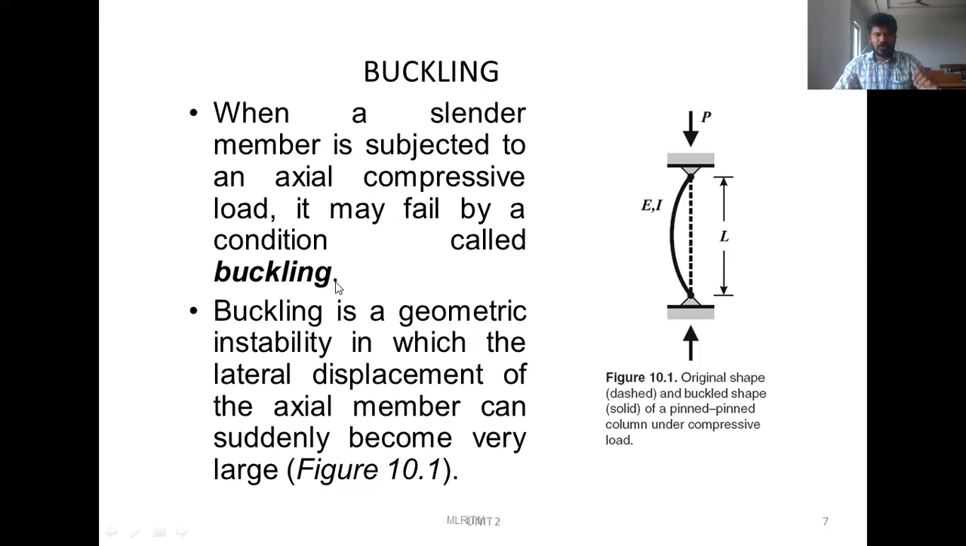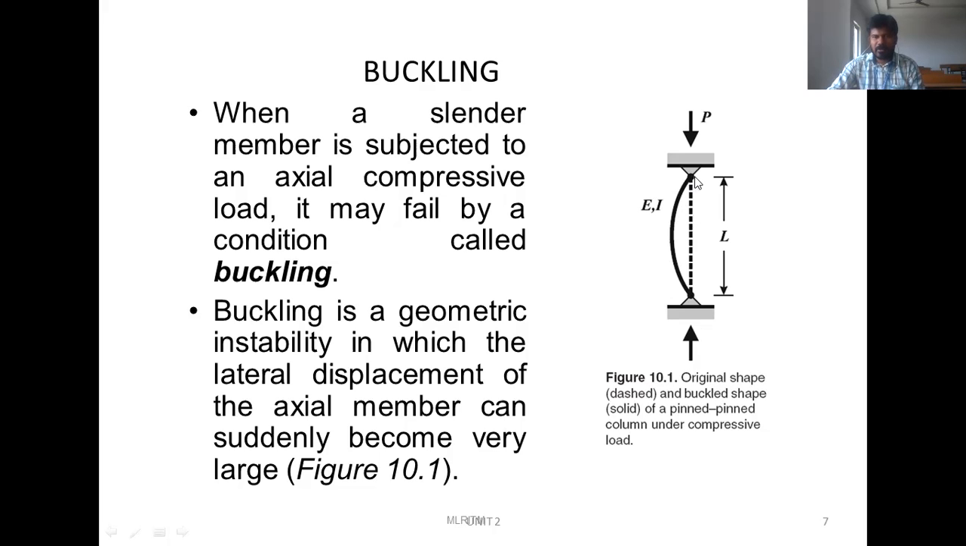So buckling is a geometric instability in which the lateral displacement of the axial member can suddenly become very large. Here the deflection is going to happen in the column in the lateral direction.